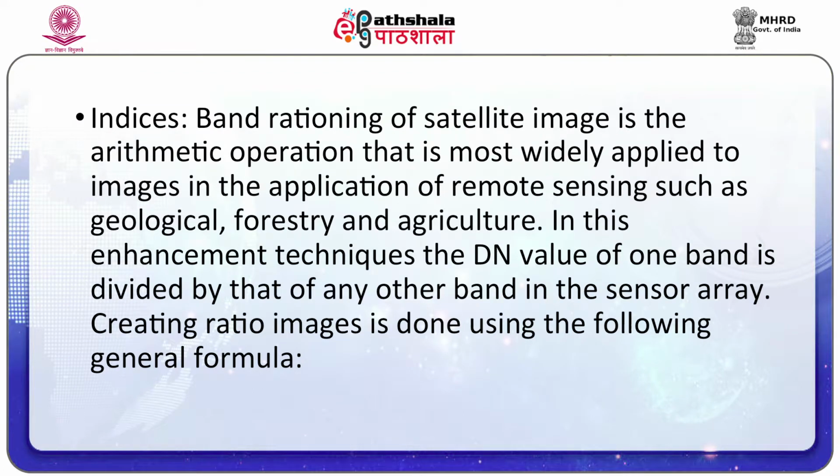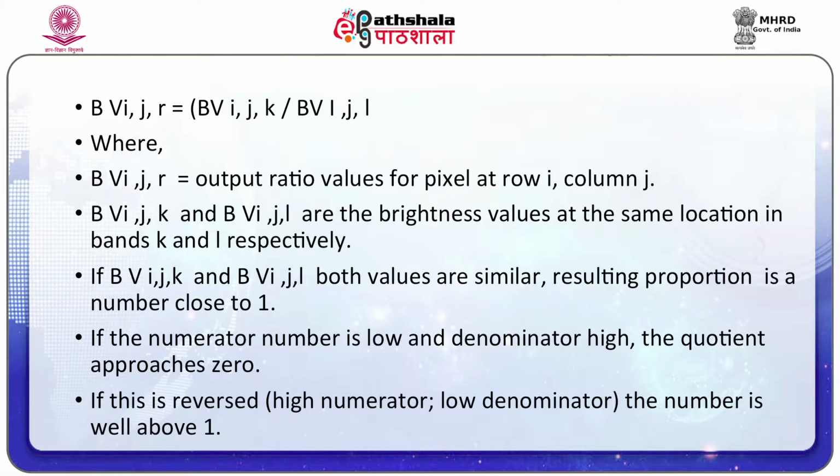Indices. Band ratioing of satellite images is the arithmetic operation that is most widely applied to images in the application of remote sensing such as geological, forestry and agriculture. In this enhancement technique, the DN value of one band is divided by that of any other band in the sensor array. Creating ratio images is done using the following general formula, where BVijR is equal to the output ratio value for the pixel at row i and column j.